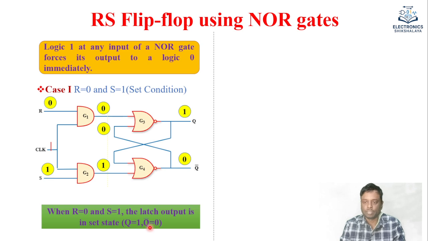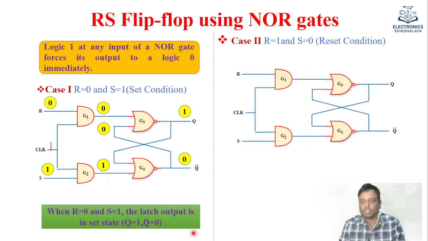Let us see our second case, when R equal to 1 and S equal to 0. The clock is 1. What will be the output of G1? G1 output will be 1 and G2 output will be 0. If any input of the NOR gate is 1, it forces the output to be 0, so G3 output, that is Q, will be 0. Q is connected to one of the inputs of G4. With 0 and 0, the output Q bar equals 1.